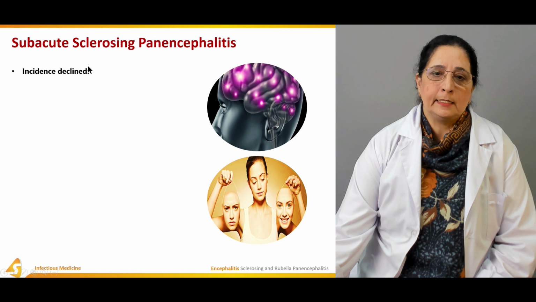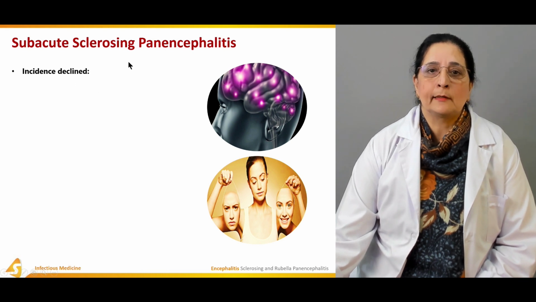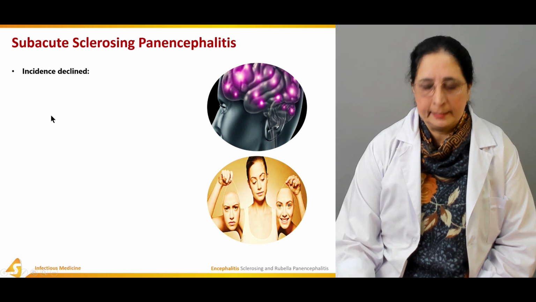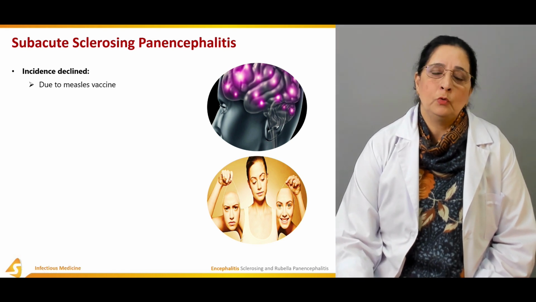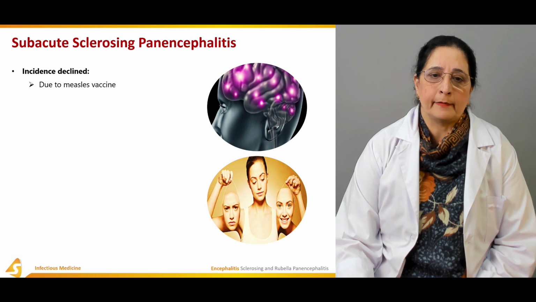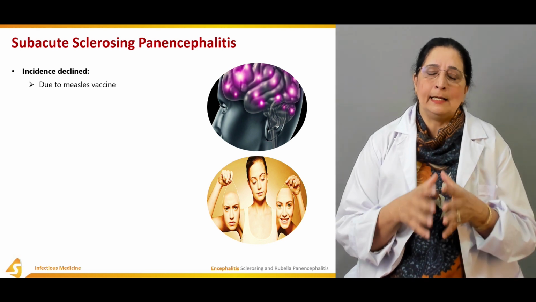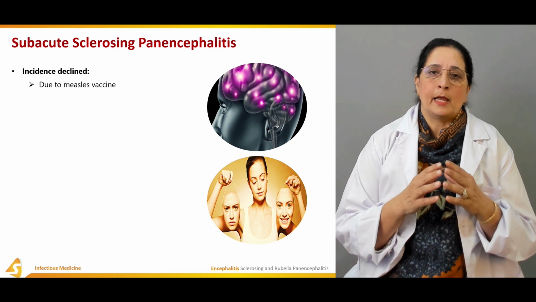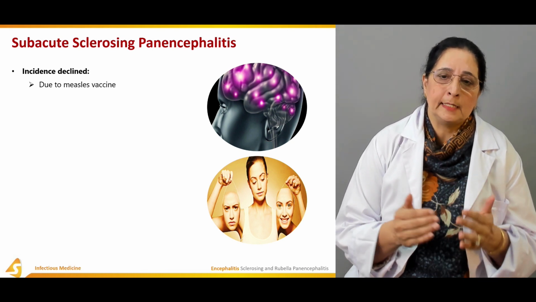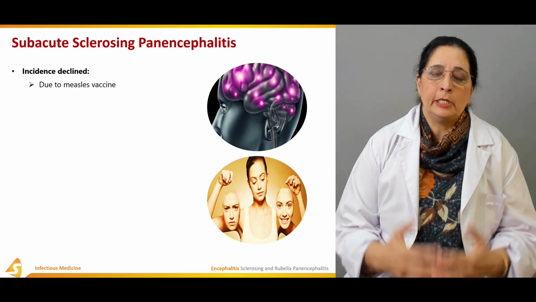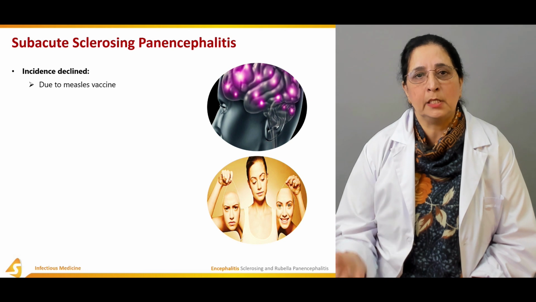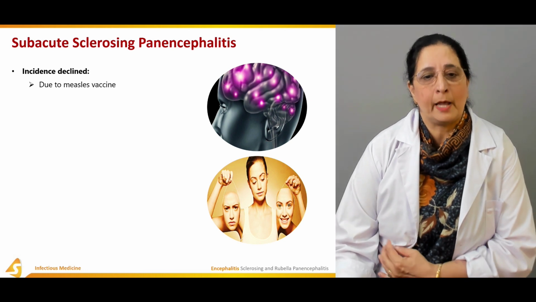The incidence of subacute sclerosing panencephalitis has declined due to the measles vaccine. So with the decline in the measles as a result of the measles vaccine, this condition has also declined because it is associated with the measles virus.